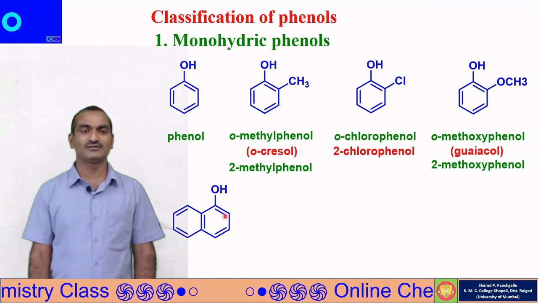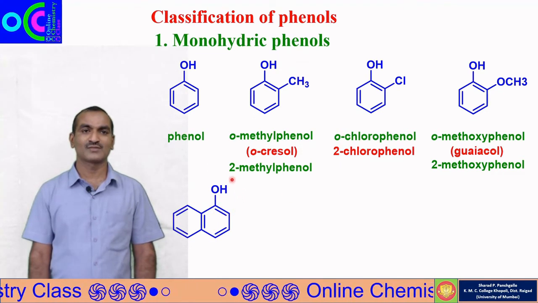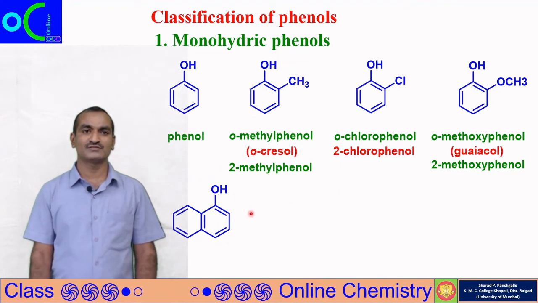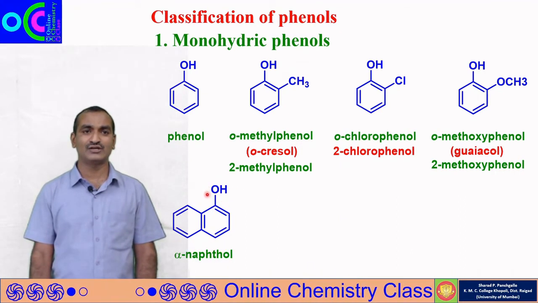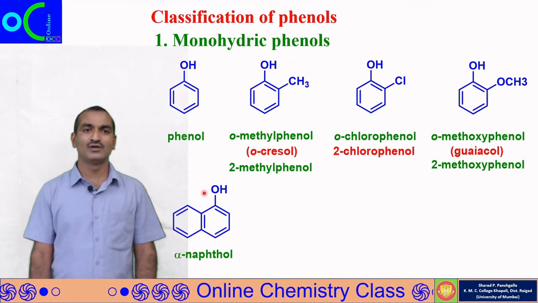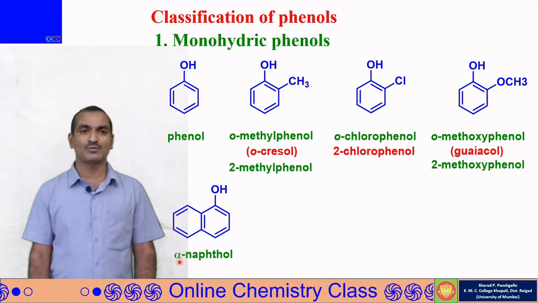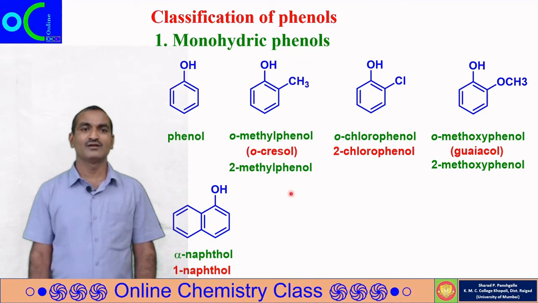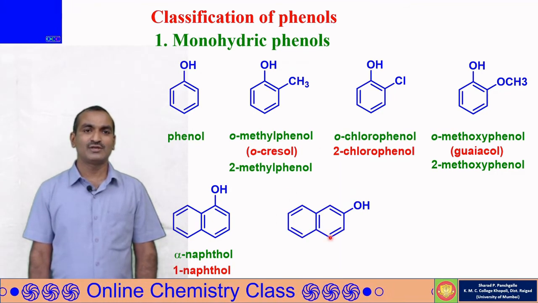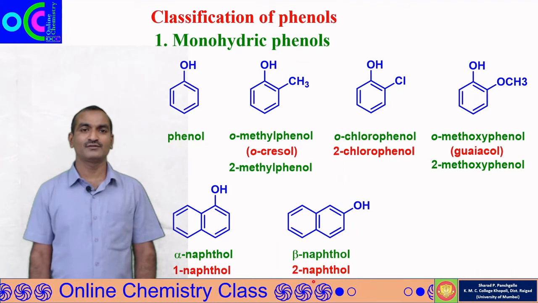Then we will discuss the naphthalene derivatives also. This particular naphthalene derivative has one hydroxy group directly bonded to the aromatic ring. The name of this compound is alpha-naphthol. This is also a monohydric phenol. Similarly, beta-naphthol is also a monohydric phenol.